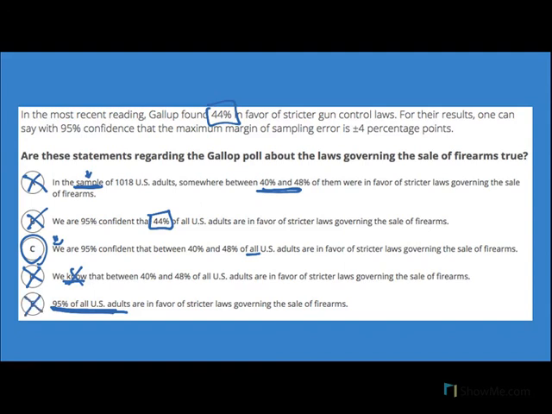So that is a few examples of some multiple choice questions you might get related to confidence intervals. And now I'm done blabbing at you.